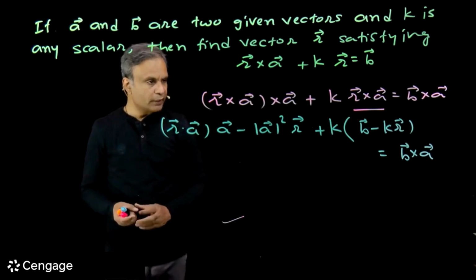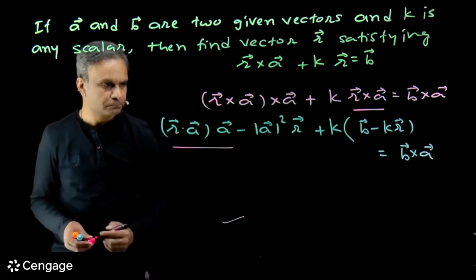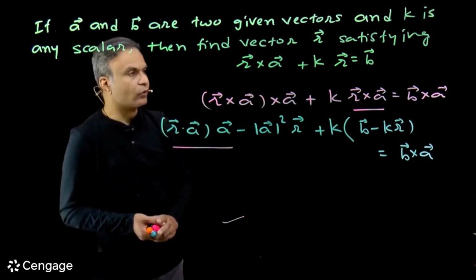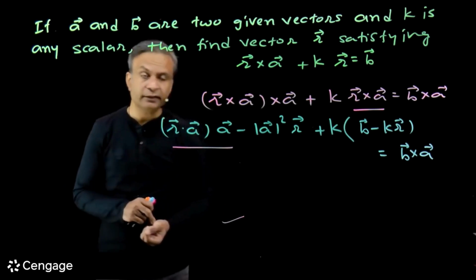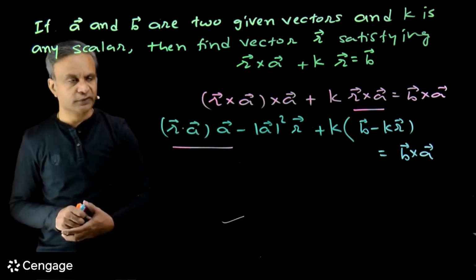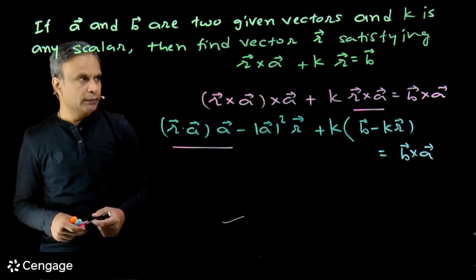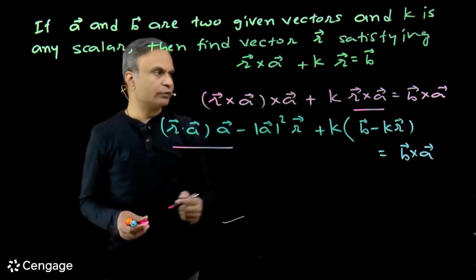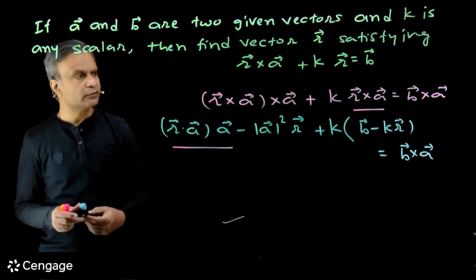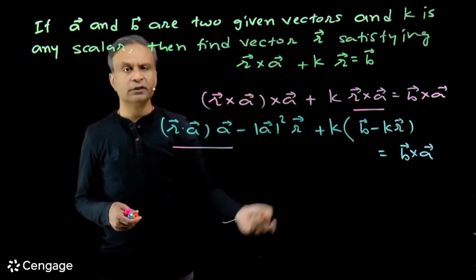Now here we have a term containing r dot a. That means we have to get the value of r dot a. We want vector r in the form of vectors a, b and scalar k only. So now we have to get the value of r dot a. कैसे आएगा r dot a का value? Definitely we will take dot product with vector a. अगर हमें r dot a का value चाहिए तो हम a के साथ dot product लेंगे. क्या बनेगा? R cross a dot a is 0.